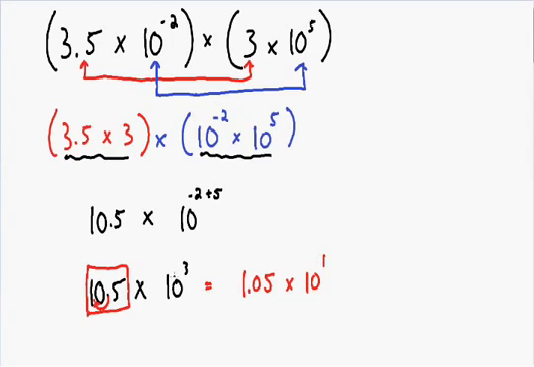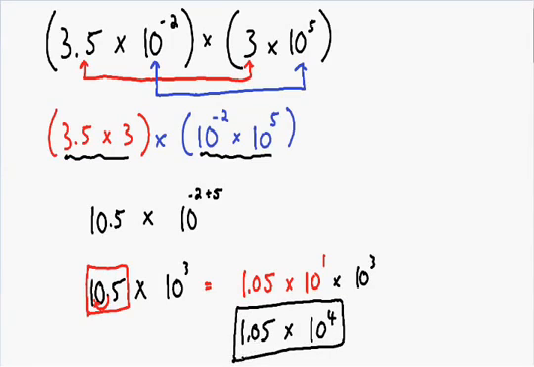And we can't forget that we still have the 10 to the third on the right side of the expression, so we need to multiply by 10 to the third. And once again, we have two exponents with the same base that are being multiplied, so we can simplify this by adding the exponents. So we have 1.05 times 10, and we need to add the exponents. We have an exponent of 1, and we need to add that with the other exponent of 3. 1 plus 3 is equal to 4. So this is our final answer, 1.05 times 10 to the 4th.